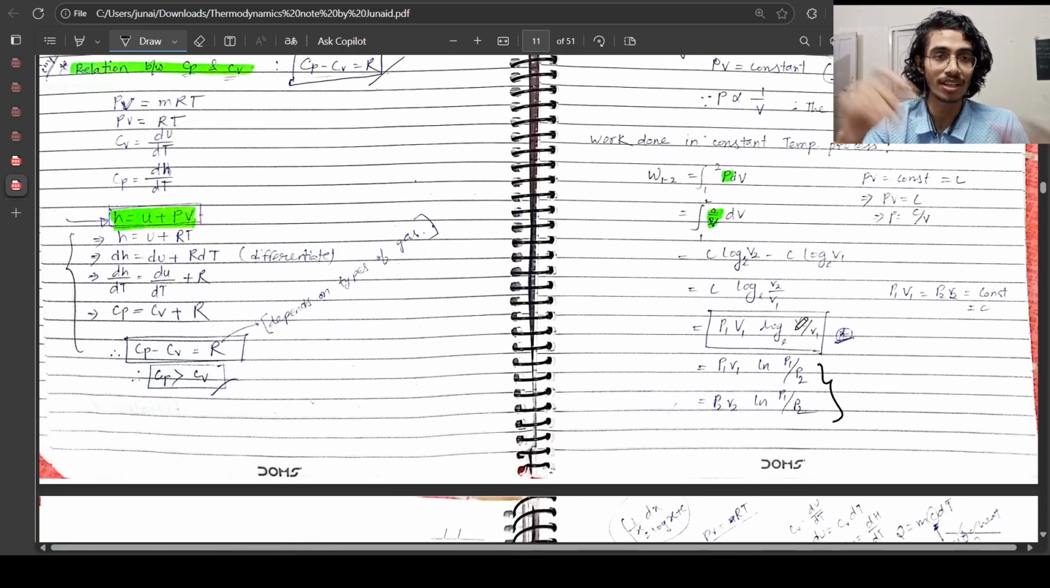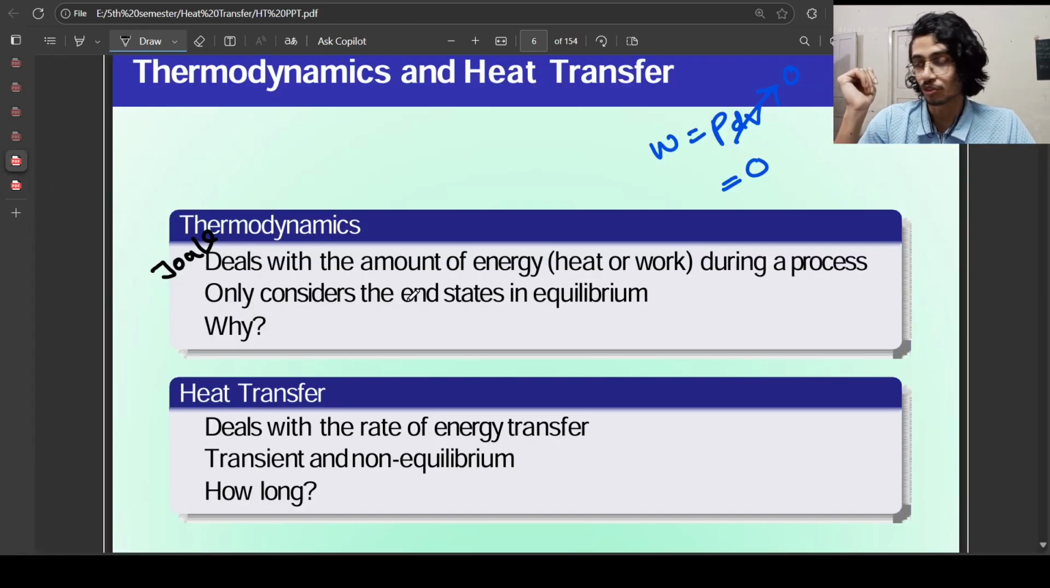Like this, you will also get the work done equation for the adiabatic process and the isobaric process. What is the unit for work? That is joule. That means these works that you have all found are in joules, right?